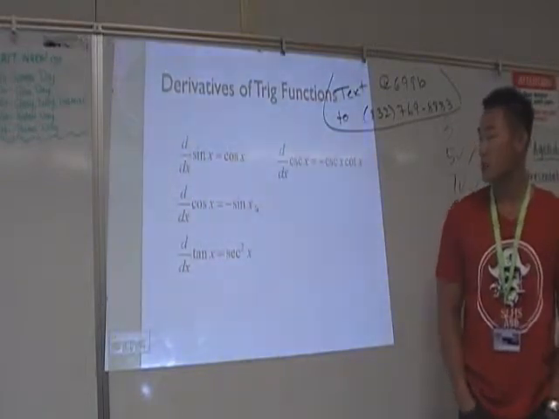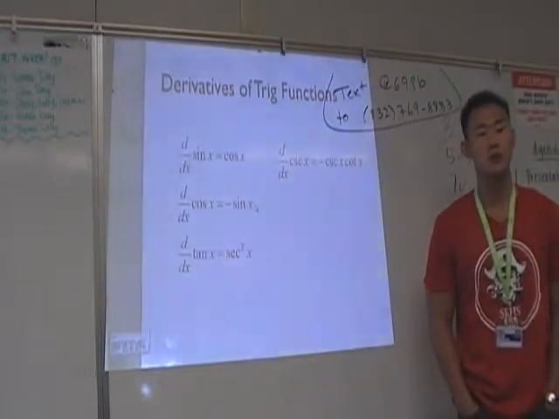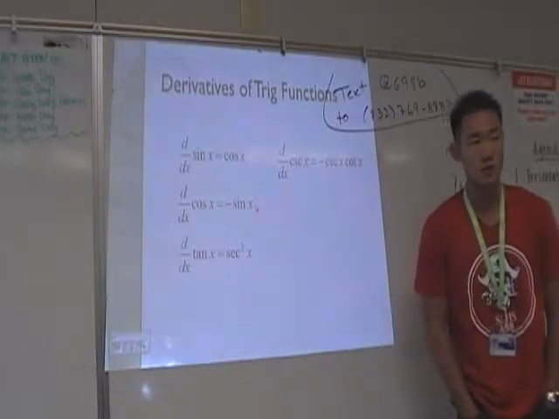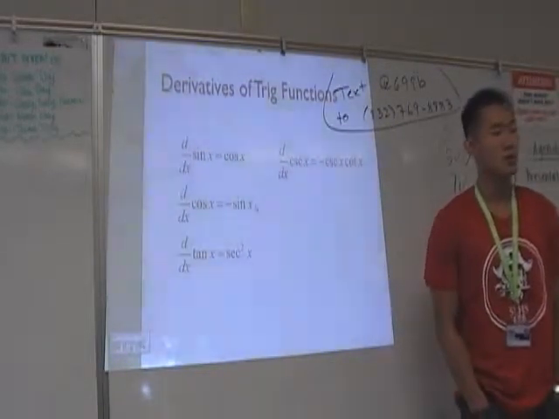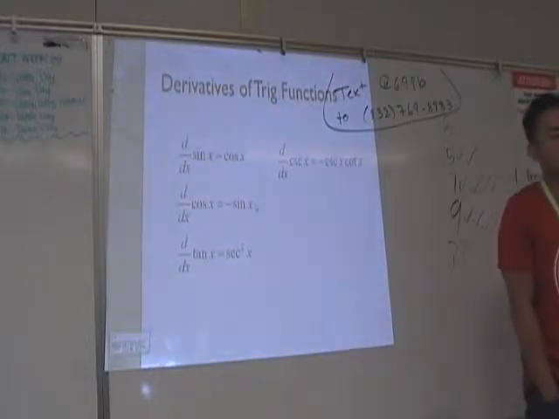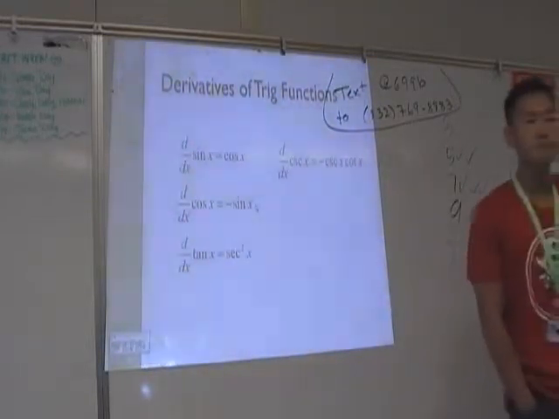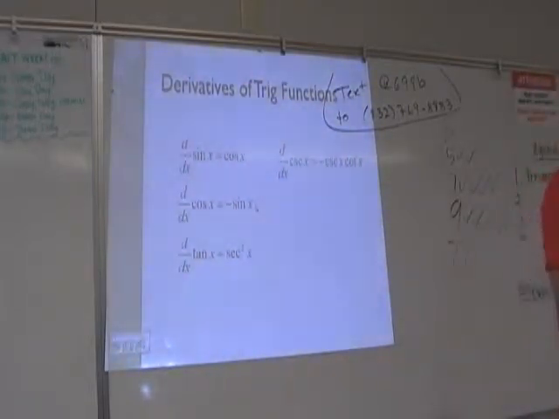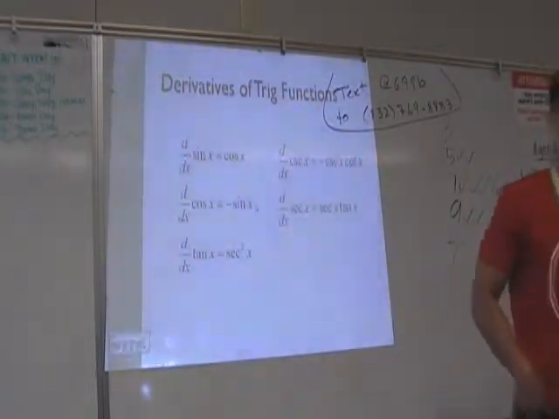How would you figure out cosecant? What is cosecant, first of all? 1 over sine. Exactly, it's 1 over sine. And you know how to take the derivative of 1 over sine. You do the quotient rule. So that's how you get it. But if you can memorize it, it's faster. But I don't expect you guys to memorize it. Yes, negative cosecant times cotangent.